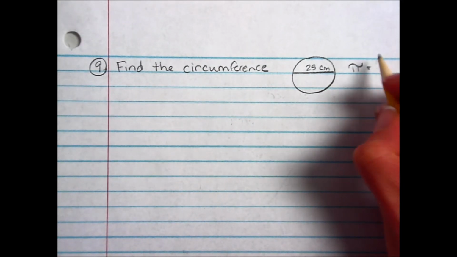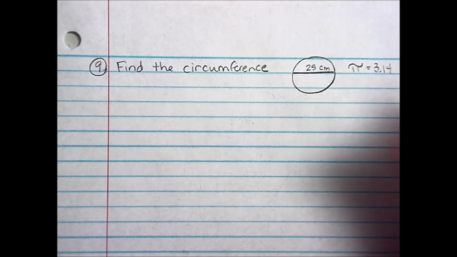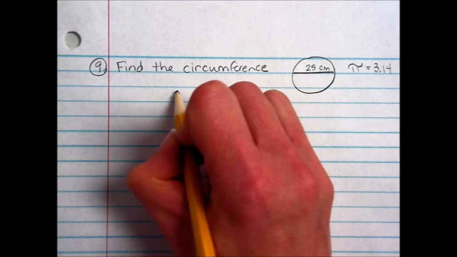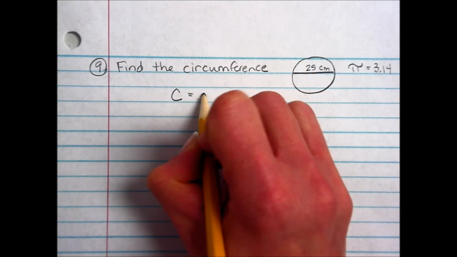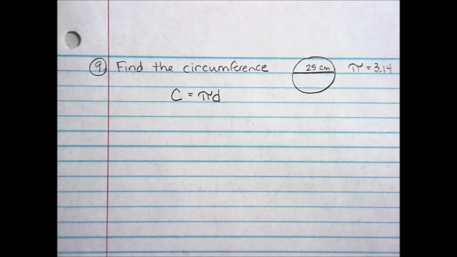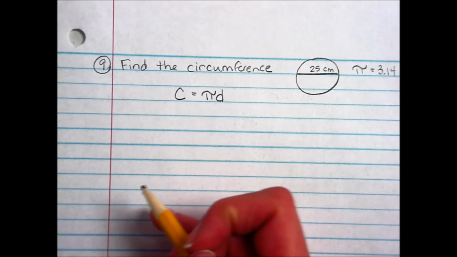Pi is a decimal that actually goes on to infinity, and so they just round it at 3.14. They also are going to give you the formula. So it's really not as bad as you think, because even though we haven't studied circles yet, we have studied how to take information and plug it into a formula and solve. So we can do this.